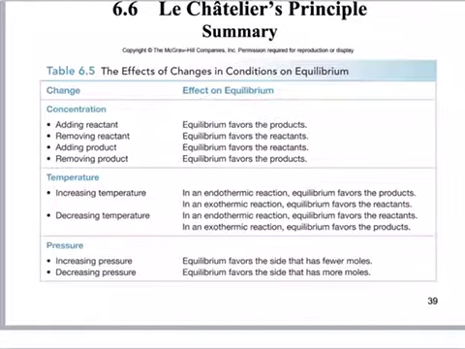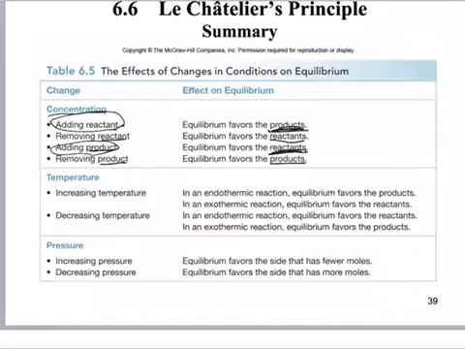So this summary chart is really, really important, and it's actually very simple to use. For concentration changes, if we add reactant, we go to the products. If we remove reactant, we go to the reactants. If we add product, we go to the reactants. If we remove product, we go to the products. So notice, if you add something, it goes to the opposite. If you remove something, it favors what you remove.